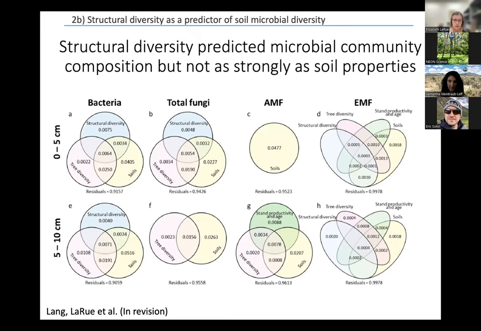However, in comparison to structural diversity, soil properties, so things like soil pH, soil carbon and nitrogen, were a much stronger predictor of the community composition, whereas structural diversity was a weaker predictor. As far as we're aware, there haven't been many studies looking at vegetation structural diversity and how that relates to microbial communities. So we thought this was a good first step, and we're excited to keep working as a group and understanding how structural diversity may relate to the microbial communities.